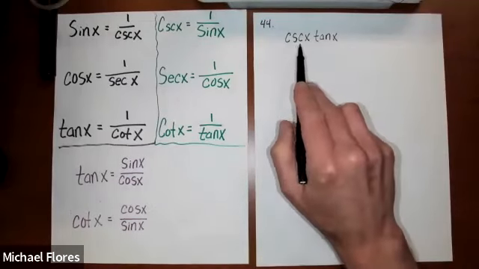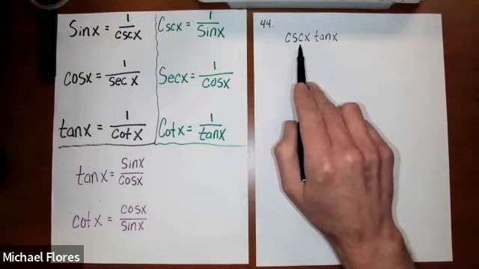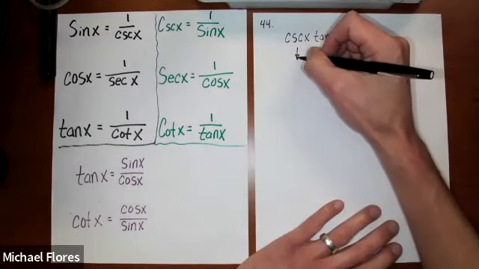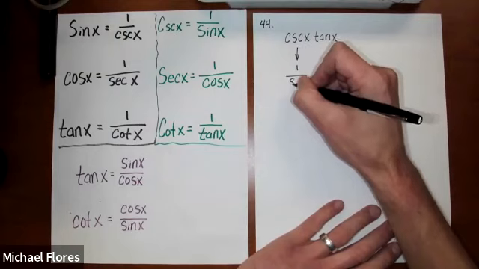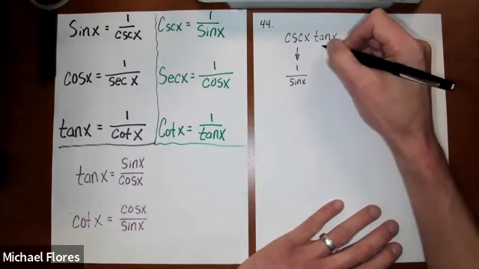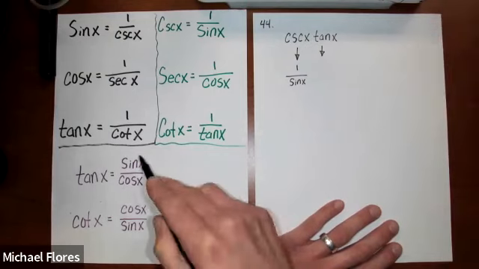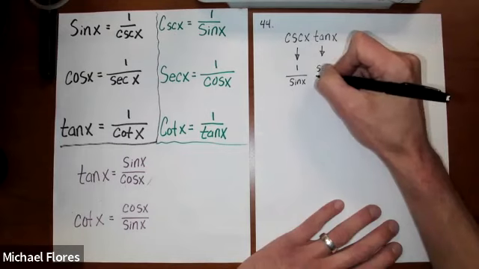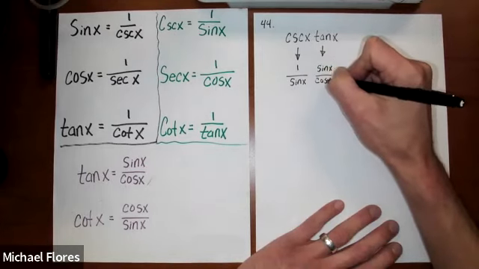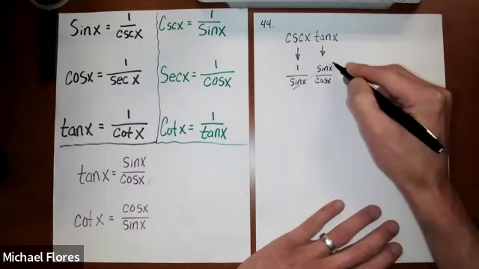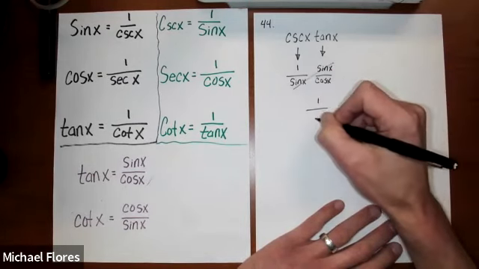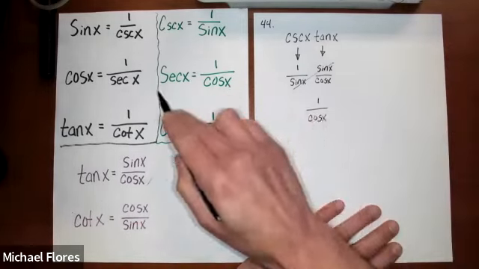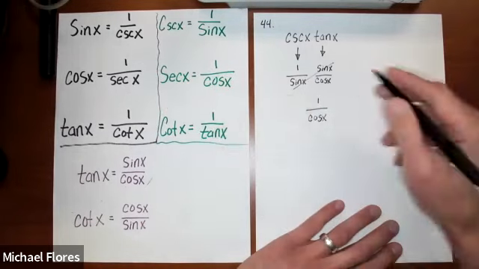For 44, let's change cosecant to its reciprocal identity here. So change that to 1/sine. Tangent, let's change that to its quotient, which is sine/cosine. Now here your sine values would cancel one another out, leaving you with 1/cosine of x, which the reciprocal identity of that would be secant.